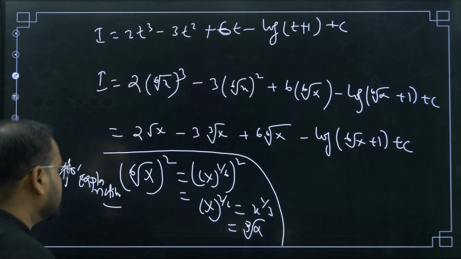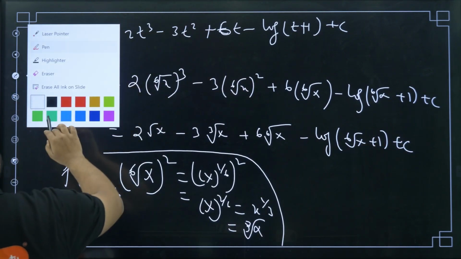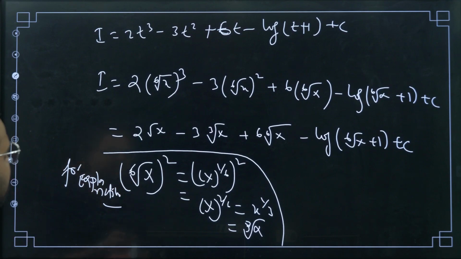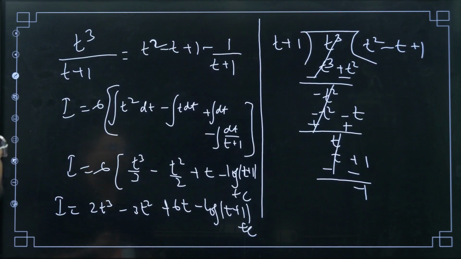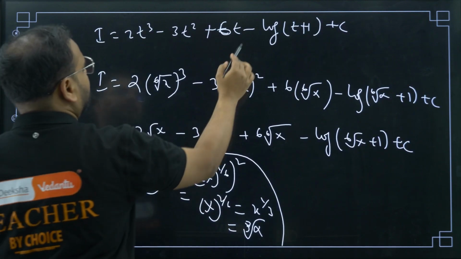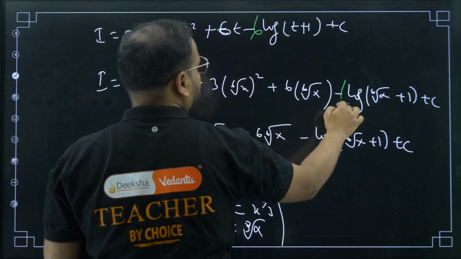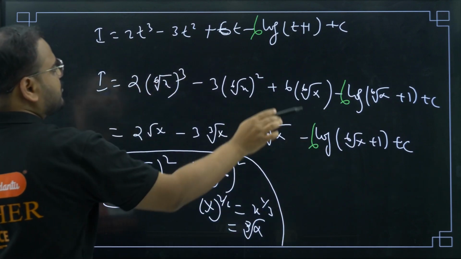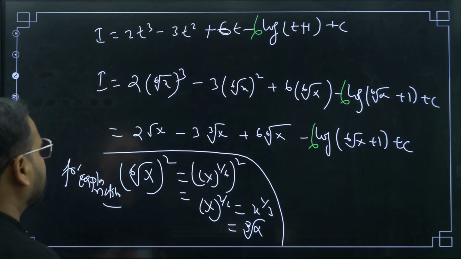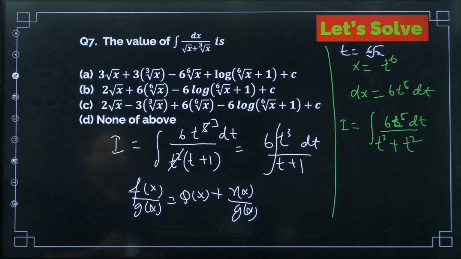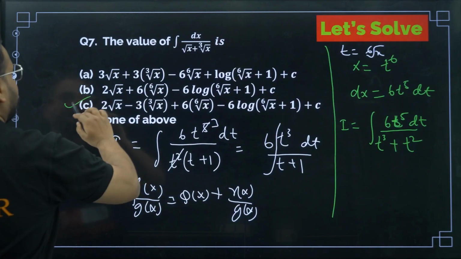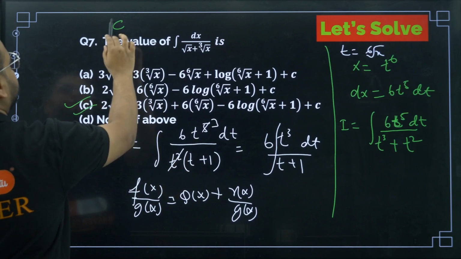Let's check the answer, which option is correct. 2 root x minus 3 cube root x, option number C, I think. I did not multiply 6 over here, sorry, this is 6 over here, because I am doing expansion, so 6 will be there everywhere. So 2 root x minus 3 cube root of x, plus 6 root of this, option number C is right.